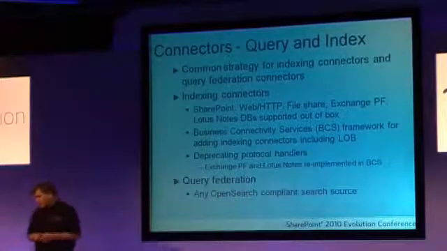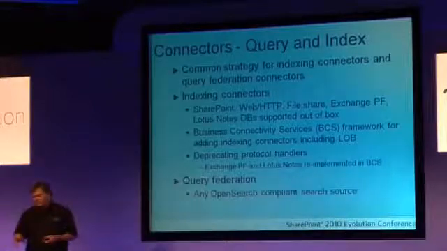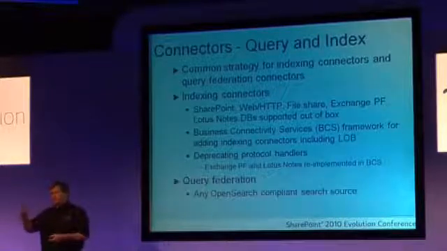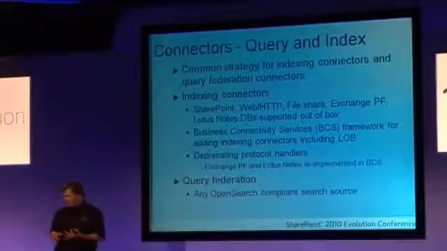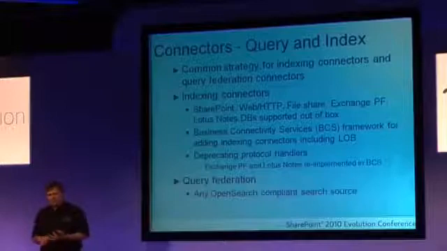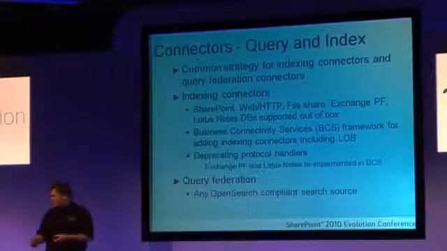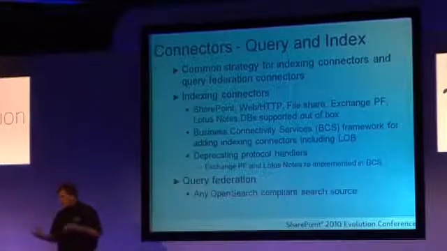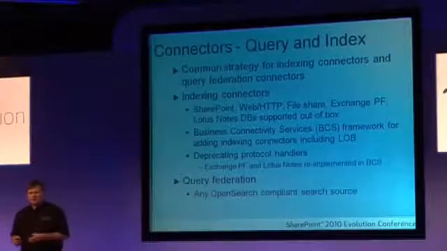So from a connector perspective, we mentioned already that we have this common strategy. SharePoint and FAST initially leverage the same crawler architecture, the same connector architecture. It's all very common. We have the same indexing connectors for SharePoint. So it's this SharePoint crawler that goes and connects to SharePoint data, web data, file share, Exchange. Exchange is slightly different. Exchange and Lotus Notes, for example, in 2007.